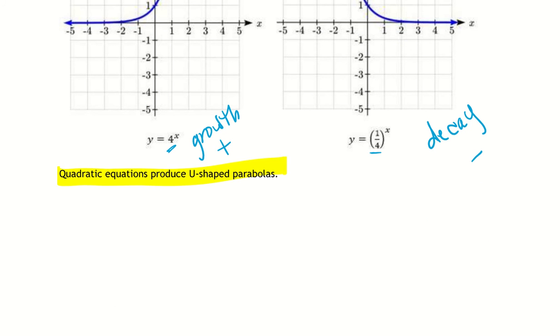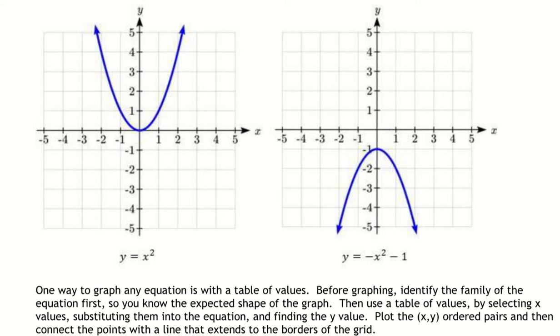So quadratics produce a U shape. So here we have the U shapes. And if both arrows are pointing up, that would be positive. And then if it's pointing down, that would be negative.